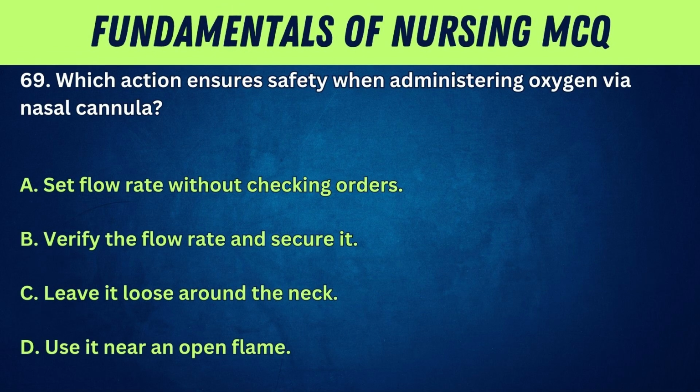69. Which action ensures safety when administering oxygen via nasal cannula? A. Set flow rate without checking orders. B. Verify the flow rate and secure it. C. Leave it loose around the neck. D. Use it near an open flame.